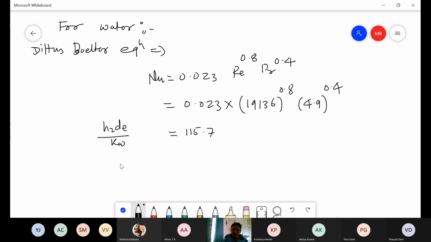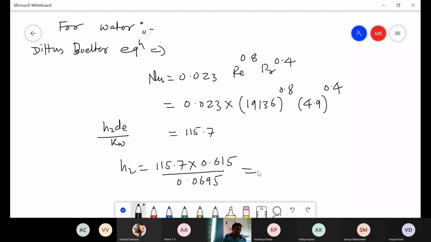So in this case, h2 can be given as 115.7 into kw. kw in this case is going to be 0.6115 divided by the equivalent diameter, which is 0.0695. So the h2 comes out to be, anybody? 1023.71. So I got 1024. So this is correct. Yes, sir. Watt per meter square degree Celsius, correct.